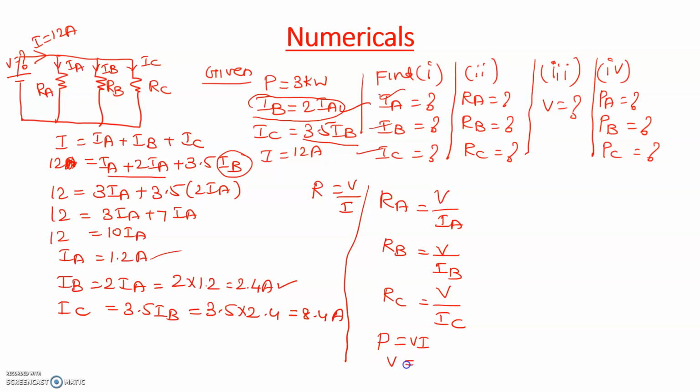So voltage V is equal to power divided by current. That is 3 kilowatt power, that is 3000 divided by 12 amperes. So we will get 250 volt. This is equal to 250 volt.